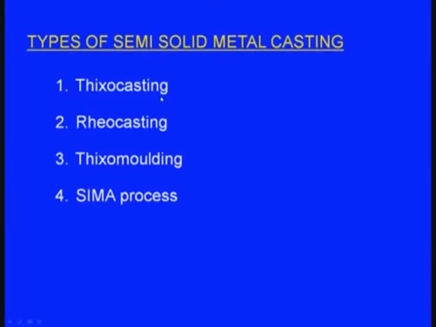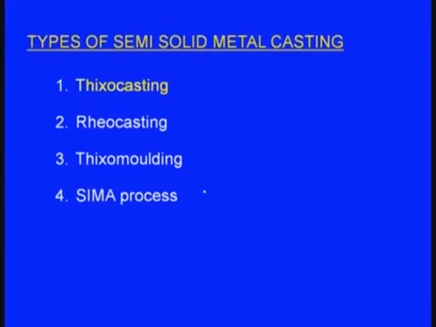Now, what are the types of semi-solid metal casting process? One is Thixocasting, another one is Rheocasting, another one is Thixomolding, and finally the SIMA process. Now, we will see all these one by one. First, we will see the Thixocasting process. What is this Thixocasting?